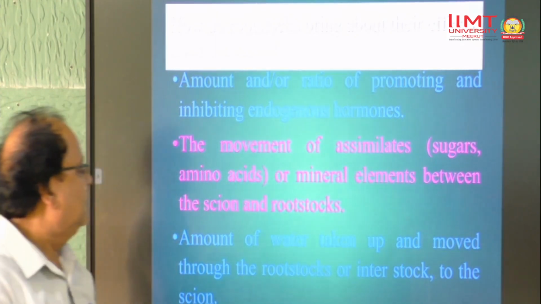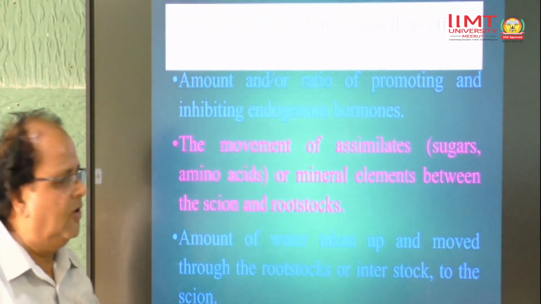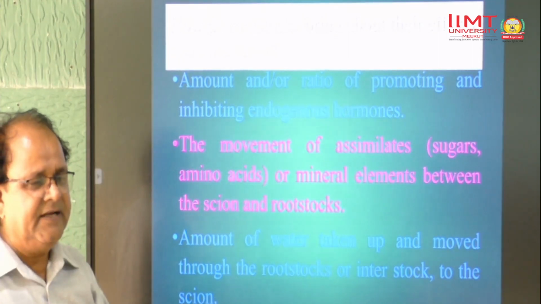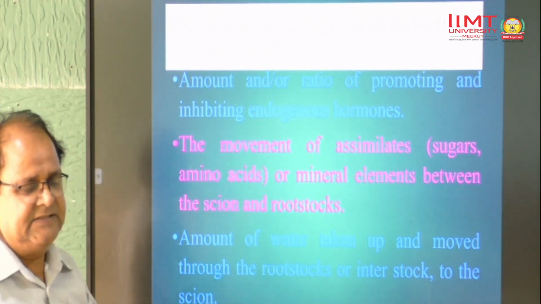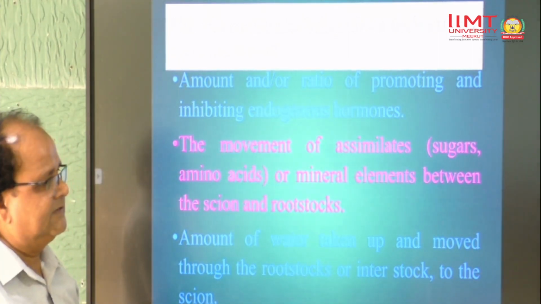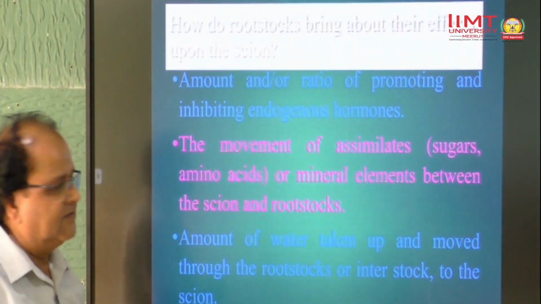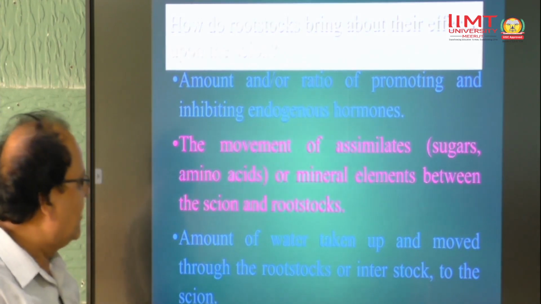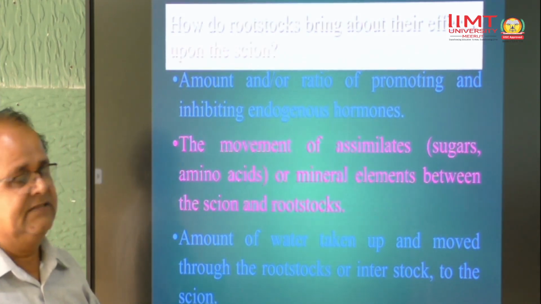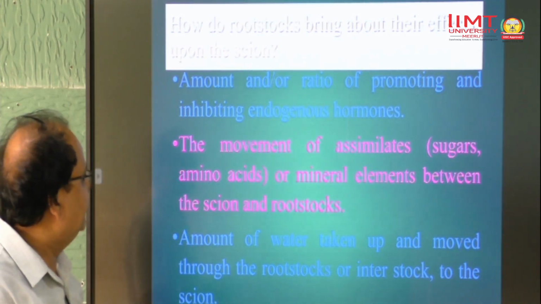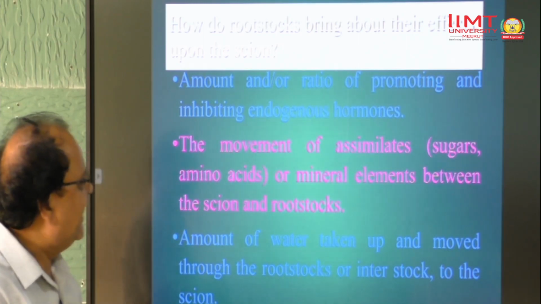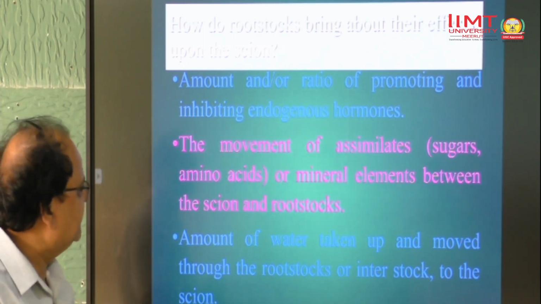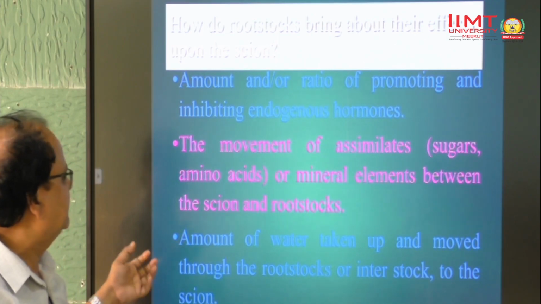For example, the combination of xylem and gibberellic acid. Gibberellic acid functions in cell elongation. Cytokinin functions in cell division. The combination of auxin and cytokinin is the first step of cell division in plant tissue systems. There is also the movement of assimilates, such as sugar, amino acids and mineral elements, between the scion and rootstock.